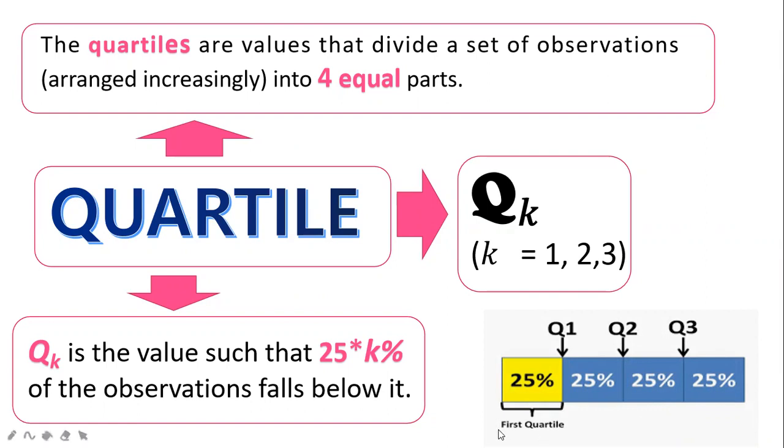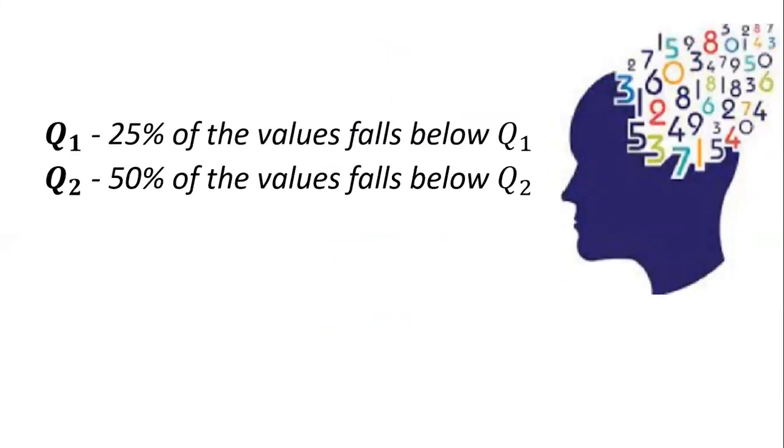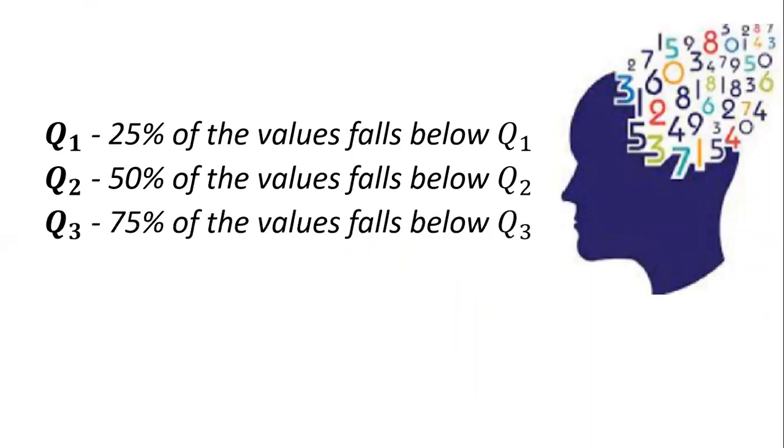So, for our illustration, note that we have 4 equal parts at 25% each, and we have Q from 1 to 3. This is considered as our first quartile. Thus, if we have Q sub 1, 25% of the values fall below the first quartile. For the second quartile, 50% of the values fall below it. And for the third quartile, 75% of the values fall below the third quartile.